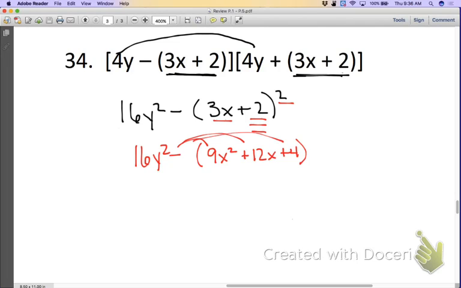And then just distribute that negative to everything inside here. So as far as a final answer is concerned, it's going to be 16y squared minus 9x squared minus 12x minus 4. Okay? Just because there are brackets and parentheses and stuff like that, don't let that overcomplicate it. Because realistically, it's just two conjugates of each other. Because it's in the parenthesis of the 3x plus 2 and the 3x plus 2, it's really just like if it was any other arbitrary variable or number. Okay?